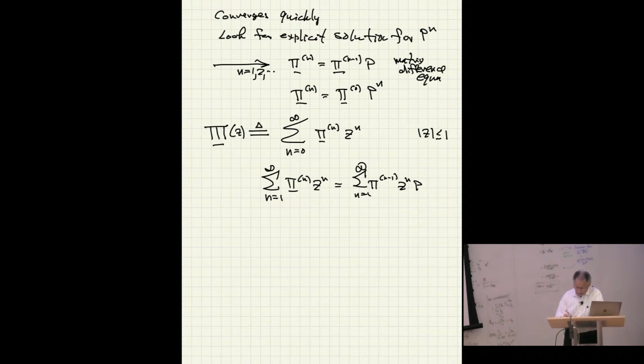Namely, the left-hand side is this guy I'm looking for, pi of z, minus the first term, which is pi super 0 times z to the 0, which is 1. Now on the right-hand side, what do I have? Well, take a factor of z outside. What's left is pi of z. All of that times P. Next step.